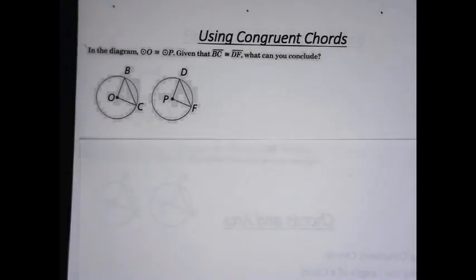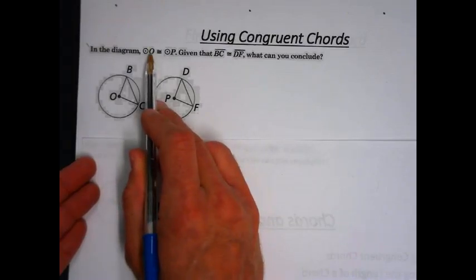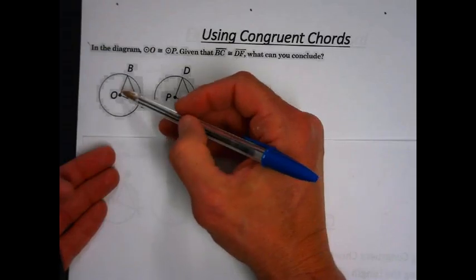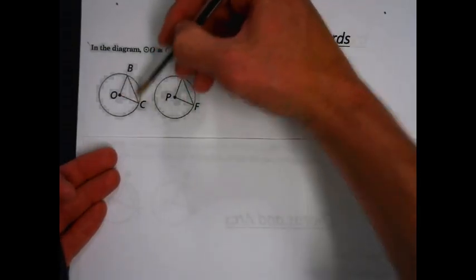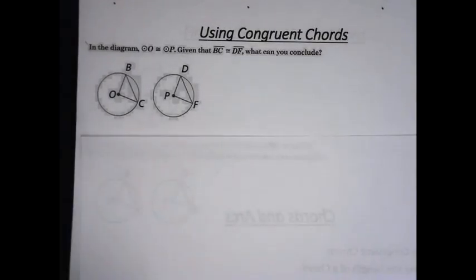So take, for example, this first problem that we'll work on. In this diagram, we have two congruent circles. Circle O is congruent to circle P. So these circles are congruent, which means already that OB and OC, being the radii, are congruent to PD and PF. The radii are congruent if the circles are congruent.